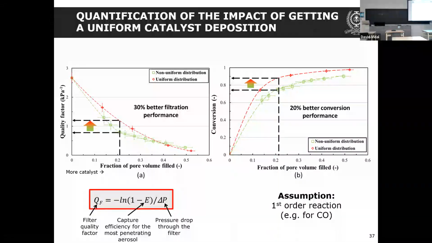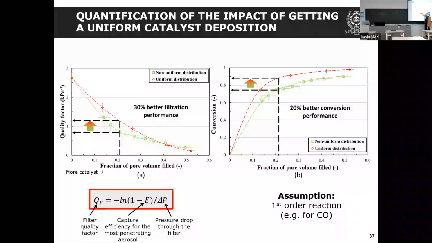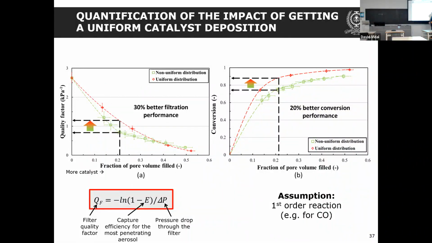Okay. And look at the impact of the catalyst deposition on this filtration. Here, fraction of pore volume filled means that the more you go to the right, the more catalyst you put into the bare porous wall. In green, you see the non-uniform distribution; in red, the uniform distribution. If you want to deposit a certain amount of catalyst within the pore space, you can determine how much improvement you get in filtration efficiency going from a non-uniform profile to a uniform one.